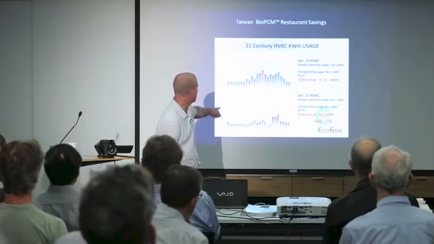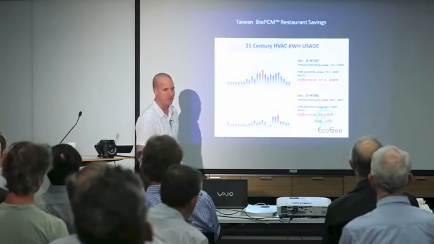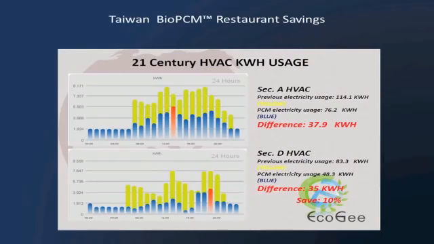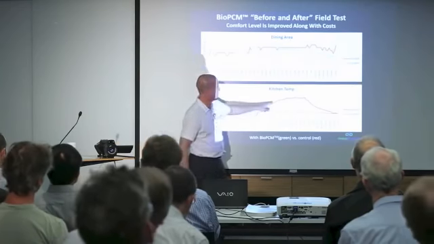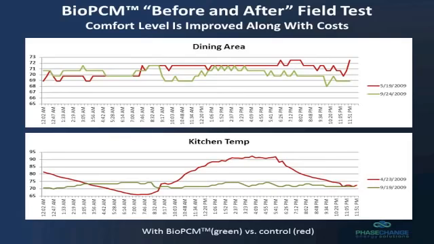You can see here, this was actually the test restaurant that was done with the curtain. See the improvement here before and after. The green is before and the blue is after. Here's another area with a kitchen. The kitchen temperature was suffering dramatically because the aircon couldn't keep up, but the phase change kept it stable.